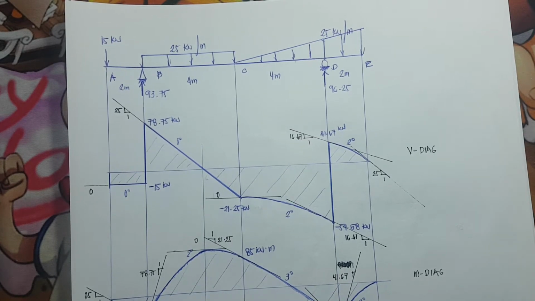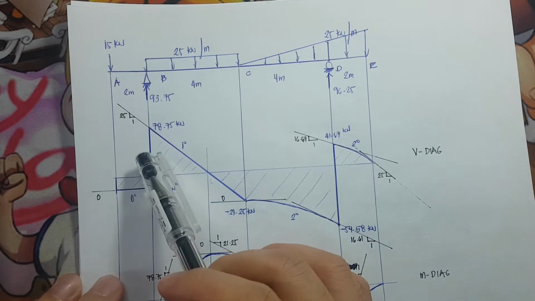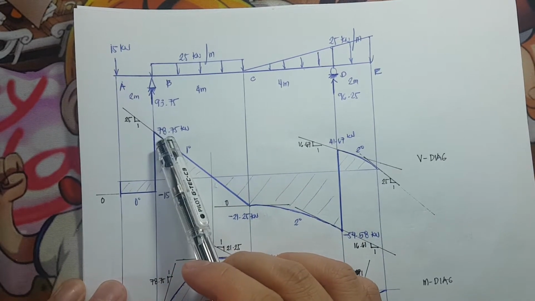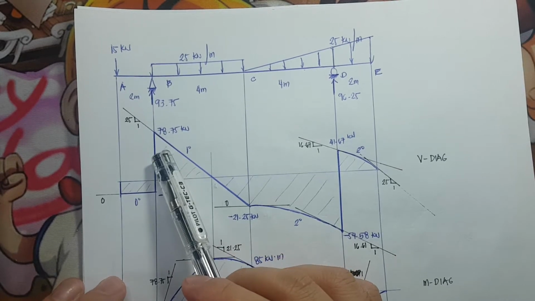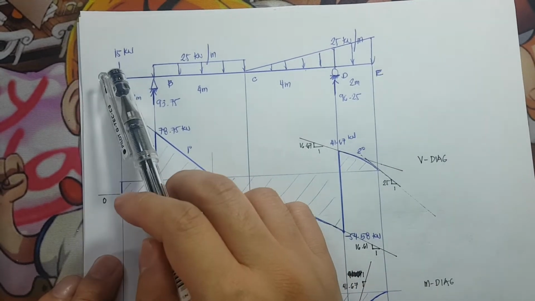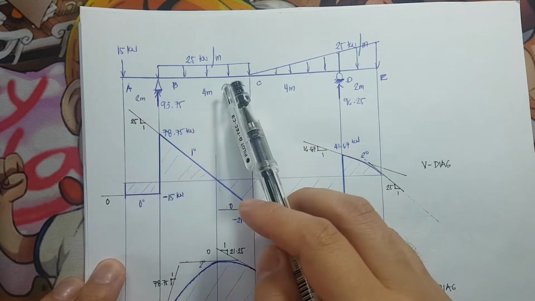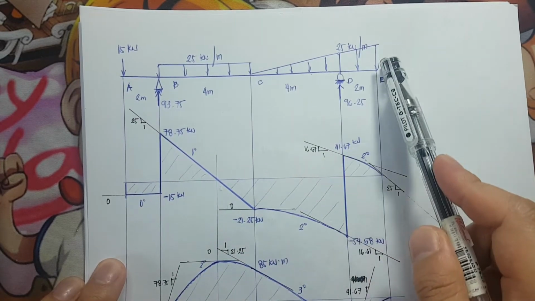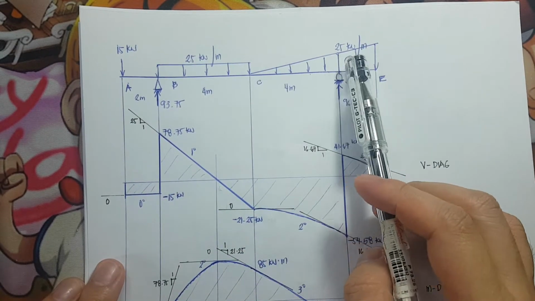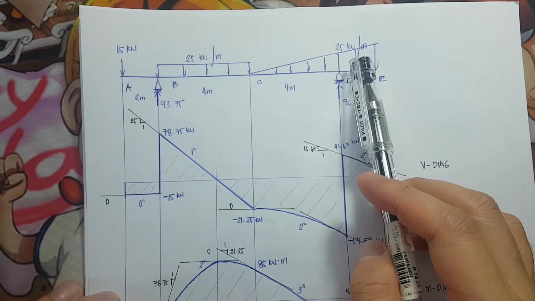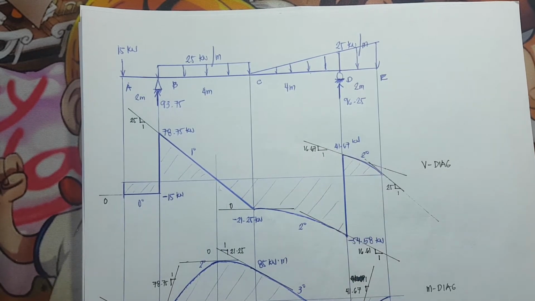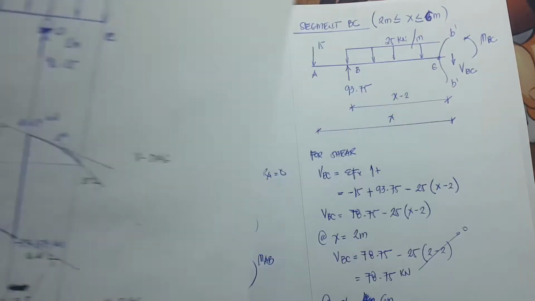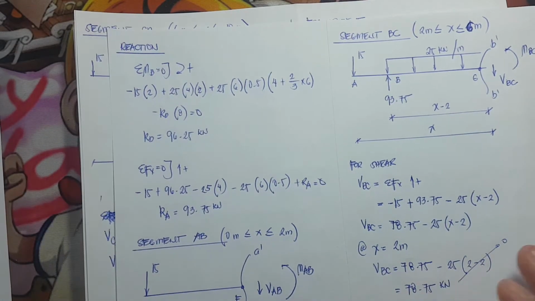Okay, so we have here a simply supported beam with an overhang. And we need to draw the shear and moment diagram using the equation method. So we have here the loading of 15 kilonewton, 25 kilonewton per meter, and a uniformly varying load of 25 kilonewton per meter. So we need to draw the shear and moment diagram. So the first thing that we need to do is to get our reaction.